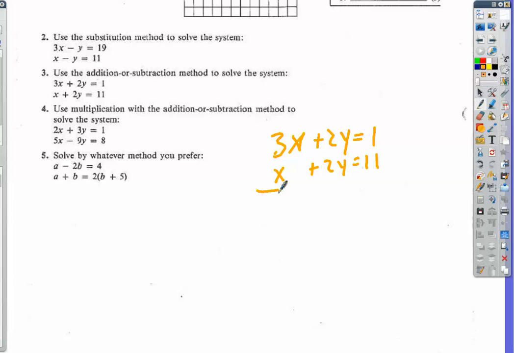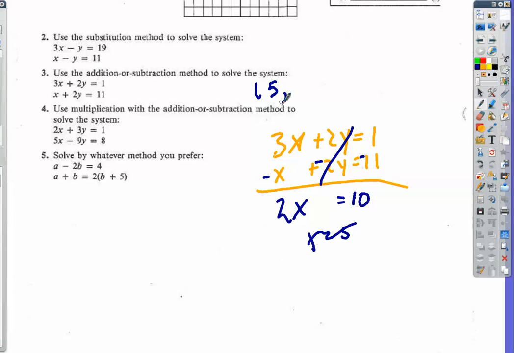Now the trick here is we don't have opposites yet. We have the exact same numbers. So let's go ahead and subtract them. So subtracting is like multiplying everything by -1. So let's go ahead and do that. So we get 2x, this cancels out, and then that's equal to 10. So divide by 2 and we get x is equal to 5. So my answer is going to be 5, comma.